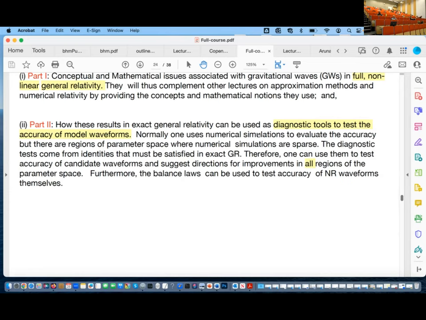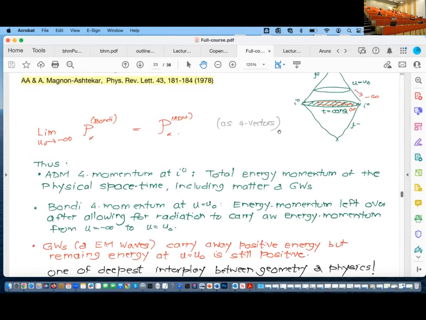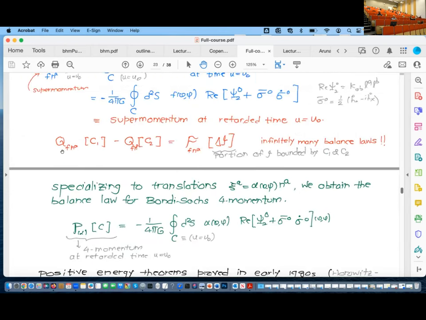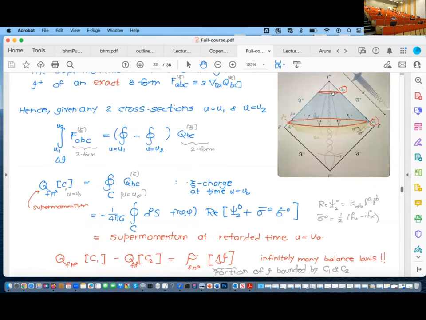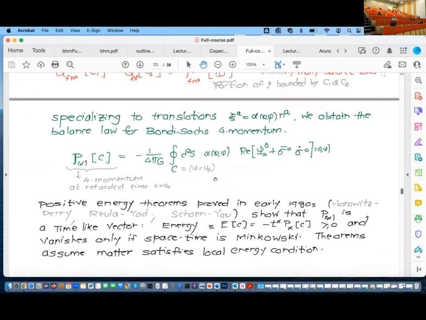And the beauty of this method is that we can test how well a waveform is doing without knowing the exact waveform. You give me a candidate waveform, and I know that if it were really faithful to full general relativity, then it should satisfy some identities. And these are the balance laws, which we just discussed up here, namely the supermomentum on a cross-section minus the supermomentum on this cross-section is equal to whatever supermomentum has radiated away. This is an exact statement. So if you give me a particular waveform model, I can calculate these quantities and I can check if in fact the balance law is satisfied. And that is what has been done in the last 3 or 4 years.